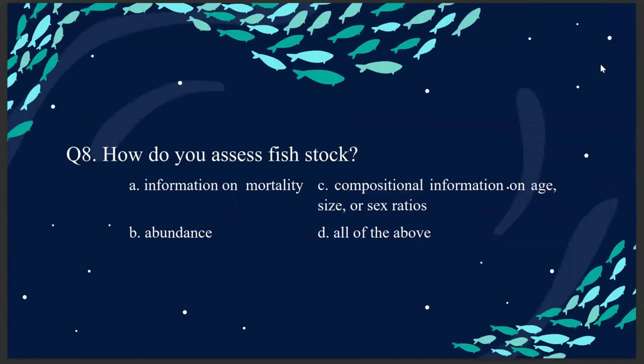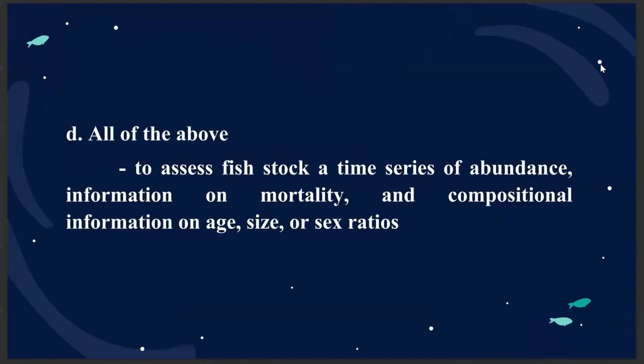Question number 8. How do you assess fish stock? A. Information on mortality. B. Abundance. C. Compositional information on age, size, or sex ratio. Or D. All of the above. The answer is D. All of the above. To assess fish stock, a time series of abundance, information on mortality, and compositional information on age, size, or sex ratio.